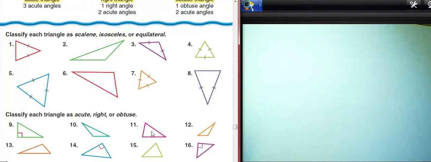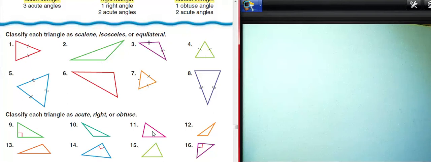Question 11, we have three angles, the measure of them more than 0 and less than 90 degrees. So this triangle will be obtuse or acute? It will be acute. Question 11, acute.